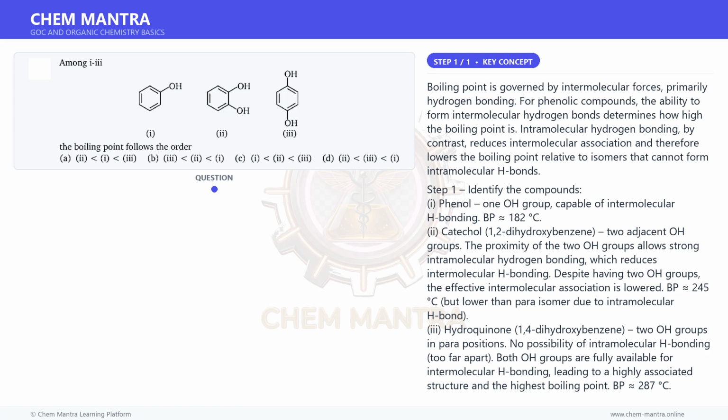Hydroquinone, 3, cannot form intramolecular H bonds, so both OH groups participate in extensive intermolecular H bonding, giving the highest BP. Why do the other options fail? B. 3, 2, 1 is wrong, phenol with 1 OH cannot have the highest BP among diols. C. 1, 2, 3 ignores the effect of intramolecular H bonding lowering catechol's BP below phenol. D. 2, 3, 1 is wrong, phenol cannot have a higher BP than hydroquinone.